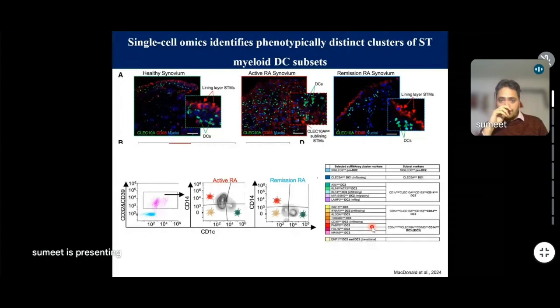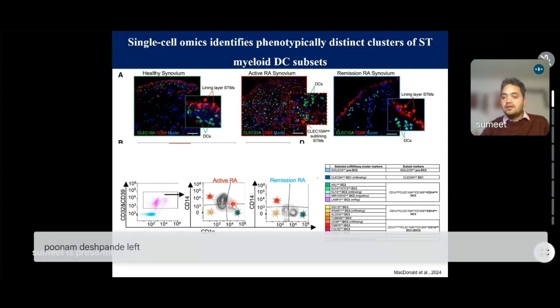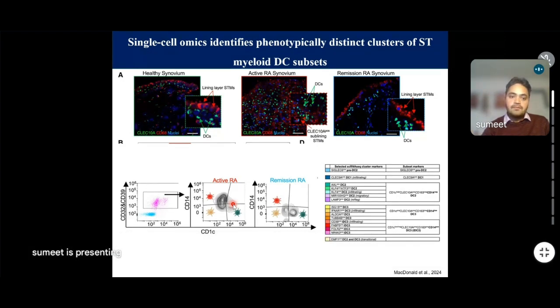So this is a paper which was just published, I think a few days ago. And they have used the multi-omic technology, mainly the single cell technology, to investigate what are the drivers of the disease, and then look for the biomarkers which could be predictive of flares.